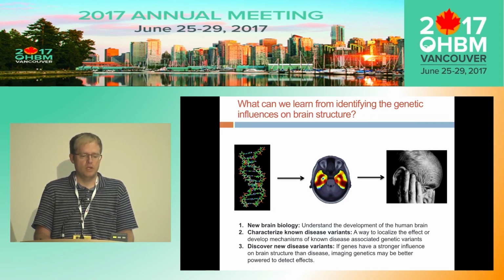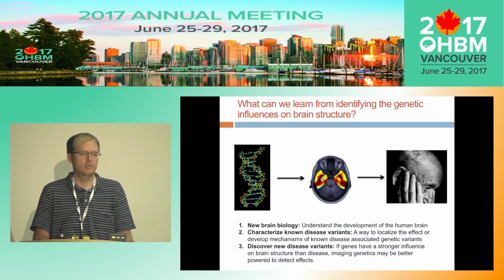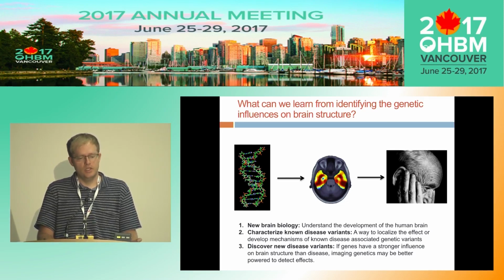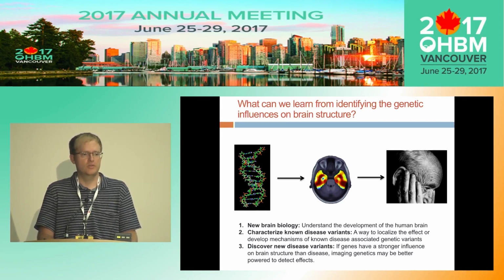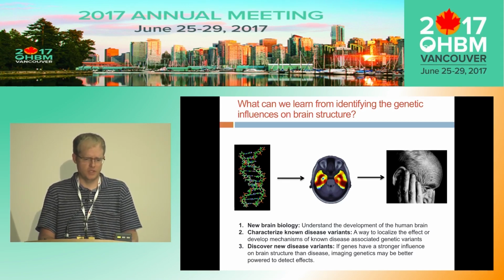I split them separately into characterizing known disease variants. So if in your own research you find something interesting and you want to further understand how it affects the brain and brain structure. And then the third domain is identifying new disease variants, which is using a brain measure as an endophenotype in order to discover new variants that are related to a disease. And it falls along that spectrum.